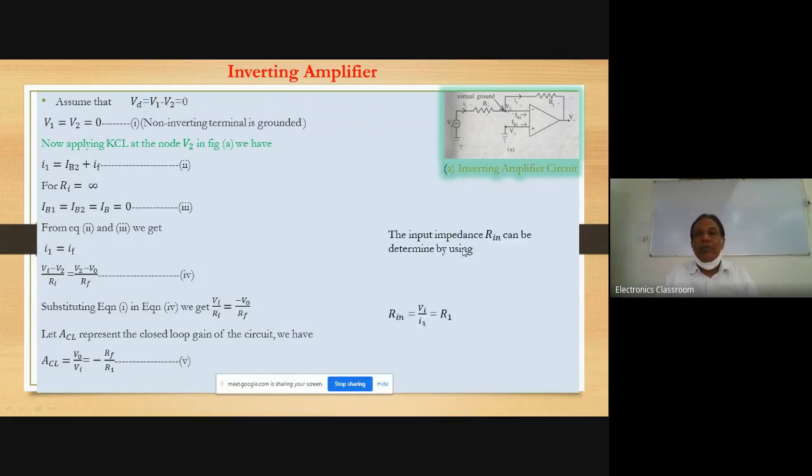We can also calculate the input resistance. Rin is equal to Vi upon I1 is equal to R1. This is all about the gain of the inverting amplifier and the concept of the virtual ground.